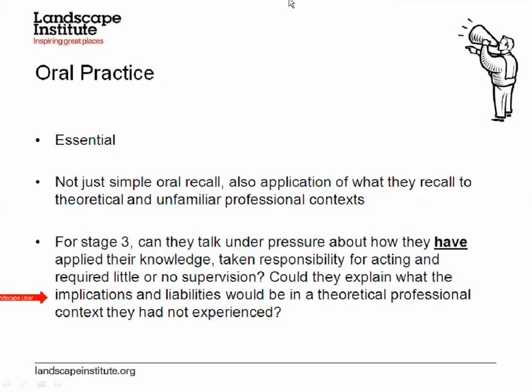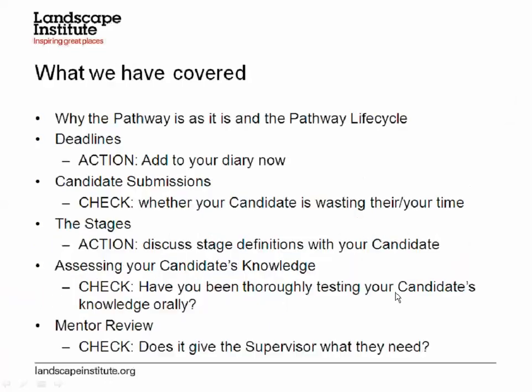So that actually is the end of what I wanted to talk about. So let's just move on and have a quick review of what we've covered. Now, this is just a refresher for mentors, so it's not designed to be the entire mentoring experience.